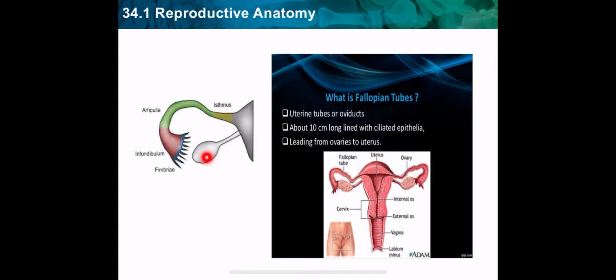What is this? This is the ovary. This is the fallopian tube. As I told you, fallopian tubes are oviducts. They are 10 centimeters long, and they lead from the ovaries to the uterus. There are 2 ovaries and 2 fallopian tubes in this area in the body.